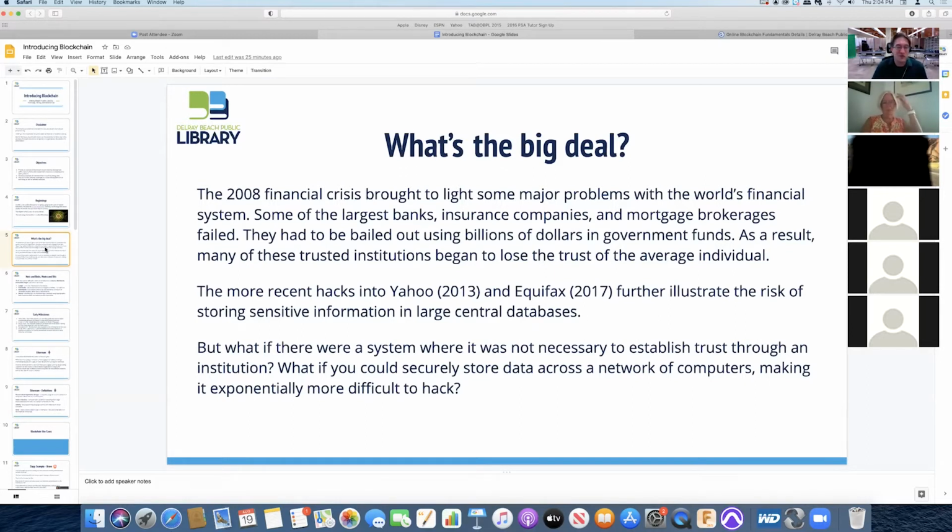In addition to that, the more recent hacks into Yahoo in 2013 and Equifax in 2017, which jeopardized a lot of people's personal information, further illustrate the risk of storing sensitive information in large central databases. So then the question that blockchain asks and provides an answer to is, what if there were a system where it was not necessary to establish trust through an institution? What if you could securely store data across a network of computers, making it exponentially more difficult to hack?